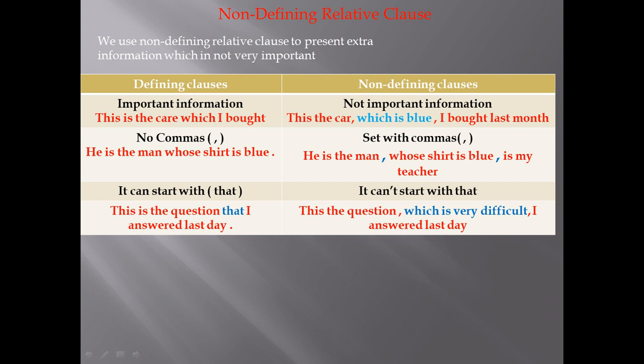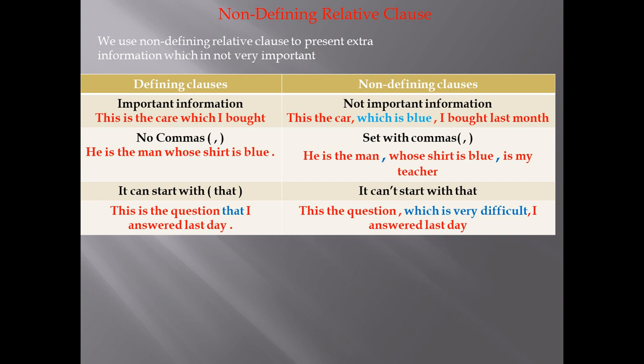Now we are going to talk in more detail about the non-defining relative clauses. The first time, we discussed the defining relative clauses, which are the direct relative clauses. And here we are making a comparison, a contrast, between the defining clauses and the non-defining clauses. So what are the non-defining relative clauses? We use non-defining relative clauses to present extra information, which is not very important. So to talk about extra or additional information, we add information to the sentence.